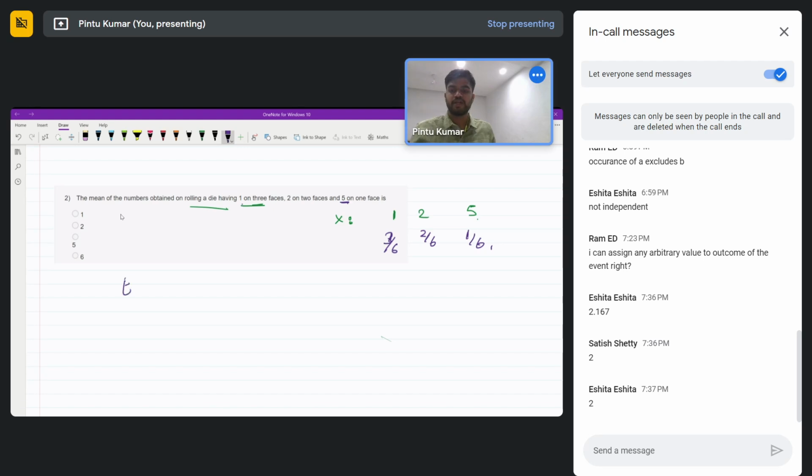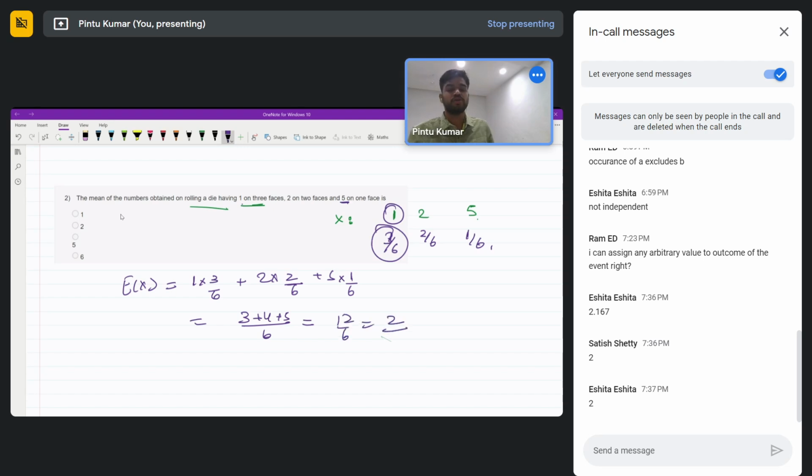Now if you take the expected value of x, this is x into probability of x: 1 into 3 by 6 plus 2 into 2 by 6 plus 5 into 1 by 6. So this is 3 plus 4 plus 5 divided by 6. Did I make some mistake? I think I have not. So this is 7 plus 5, 12 by 6. This is 2. Okay, so this is how you get 2 in this.